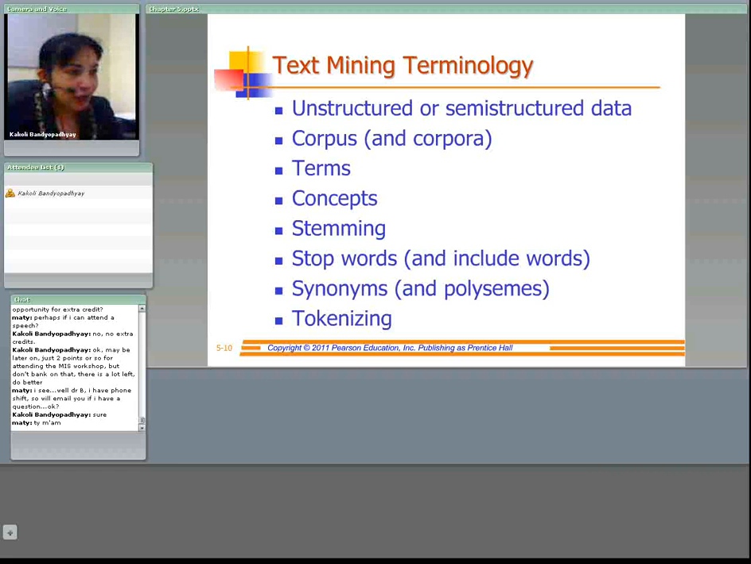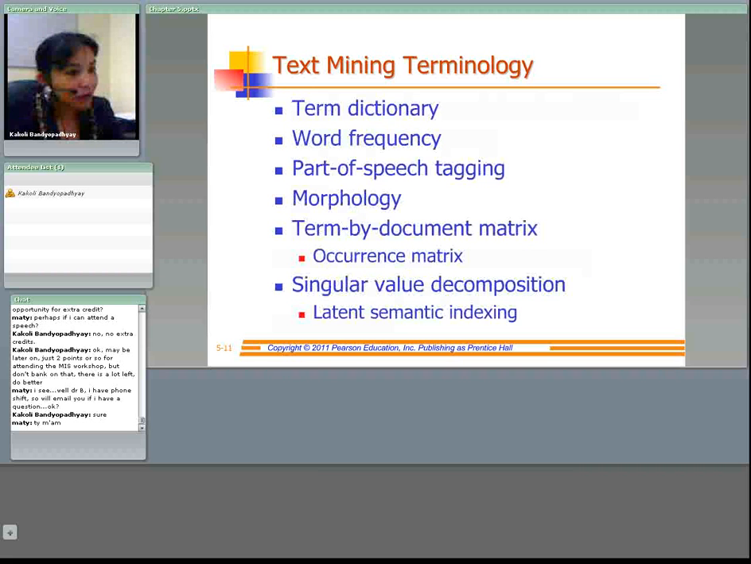Tokenizing. A token is a block of text in a sentence, and the assignment of meaning to blocks of text is called tokenizing. Then there is another term called term dictionary. It's a collection of terms specific to a narrow field.